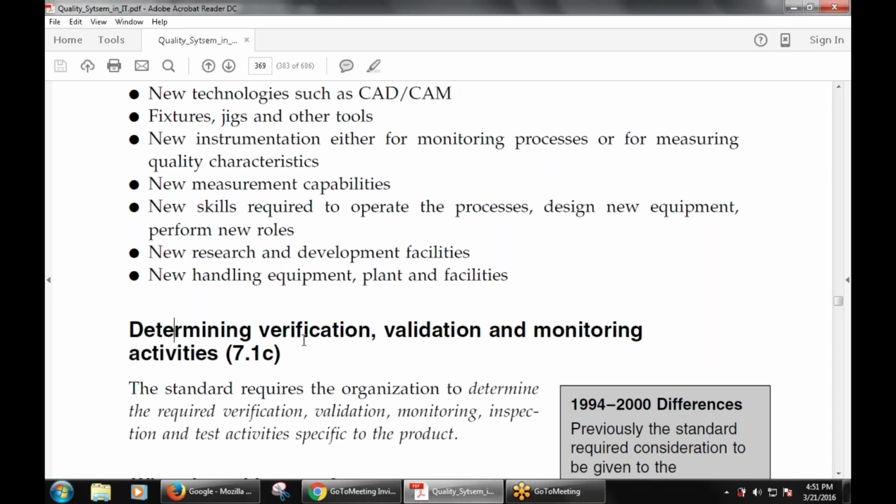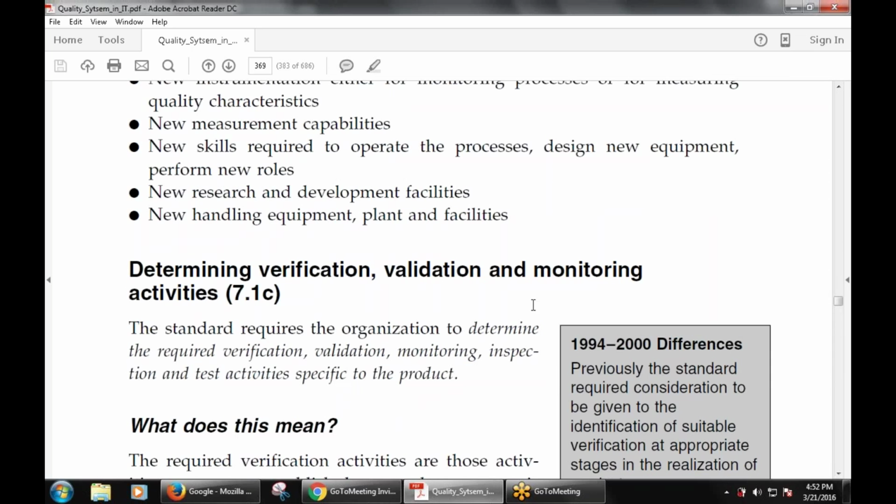That is how to determine and verify the various verification, validation, and monitoring activities. The standard requires the organization to determine the required verification, validation, monitoring, inspection, and test activities specific to the product. So whatever activities and data are available are used for the verification, validation, and monitoring activity.